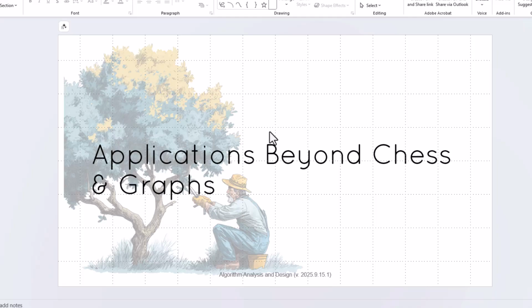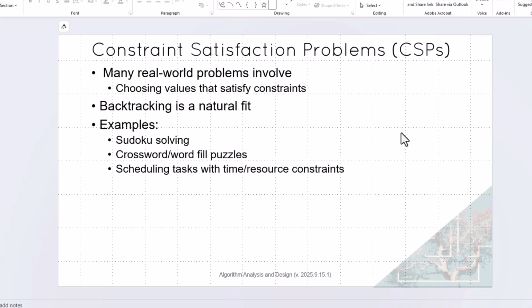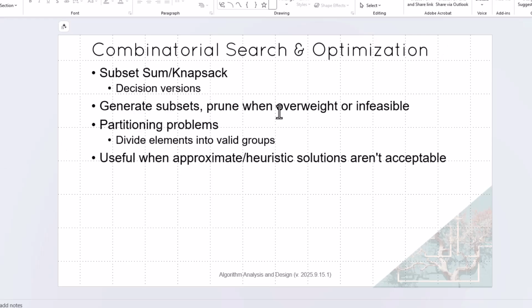All right, applications beyond chess and graphs. We might want to look at some of the other things that it is used for. Constraint satisfaction problems, or CSPs. Many real-world problems involve choosing values that satisfy some constraints. Backtracking is a natural fit. Examples would be our Sudoku issue, crossword or word fill puzzles, and scheduling tasks with time or resource constraints.